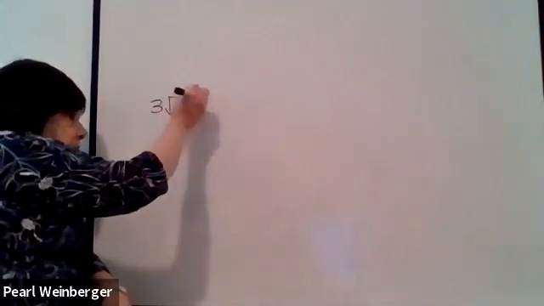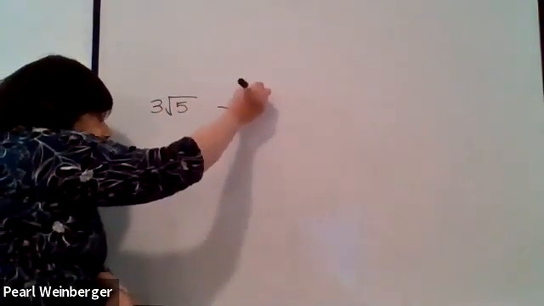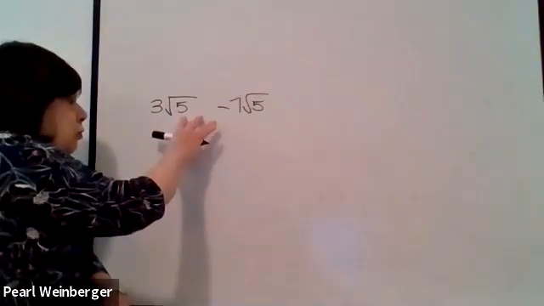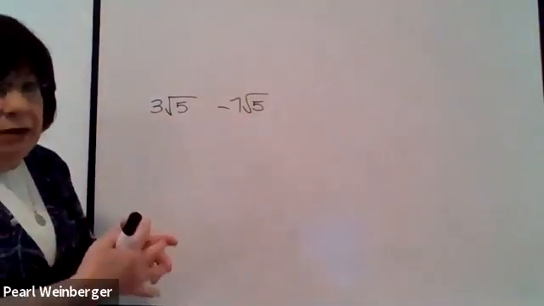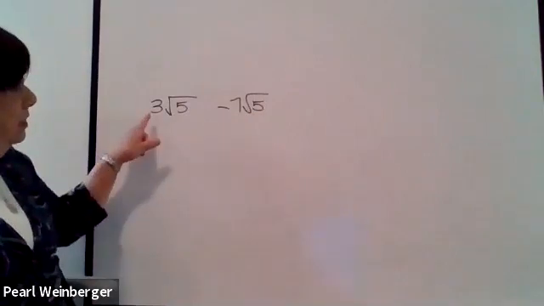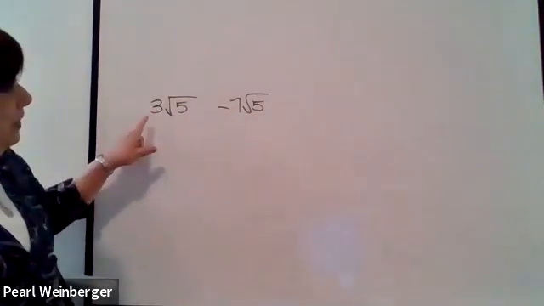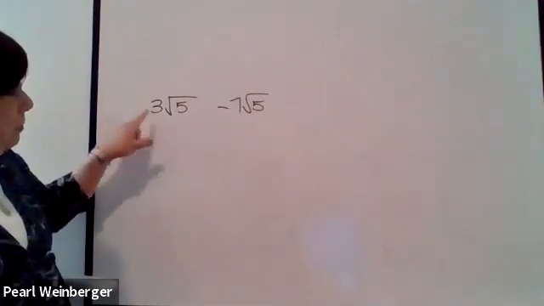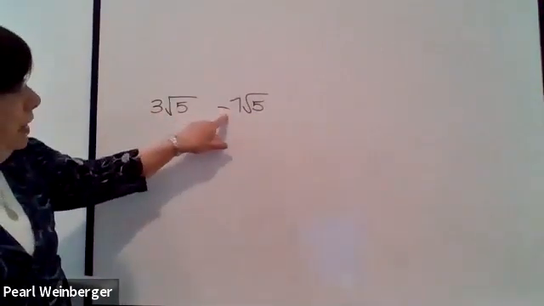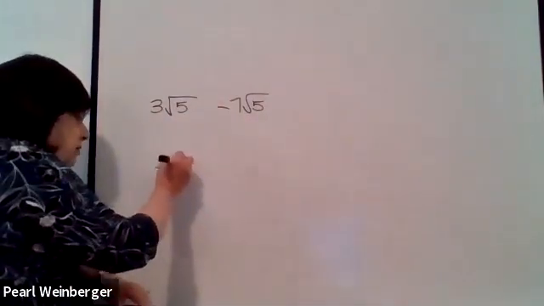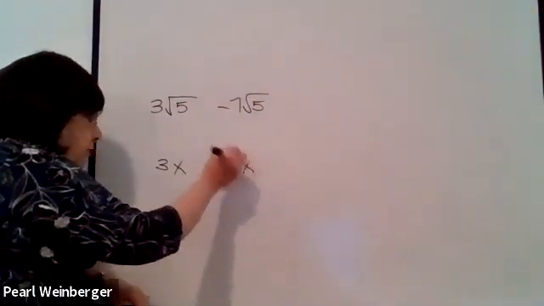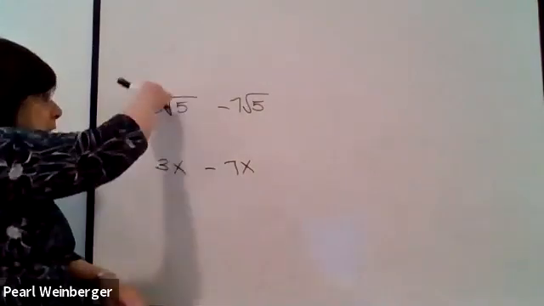What does that mean? If I give you something like 3 times radical 5 minus 7 times radical 5, these are called like radicals because whatever is in the radical is identical. The only thing that's different is what we call the coefficient, the number on the outside. Now this is telling me I have 3 times radical 5 and we're subtracting 7 times radical 5. It's similar to having 3x minus 7x.